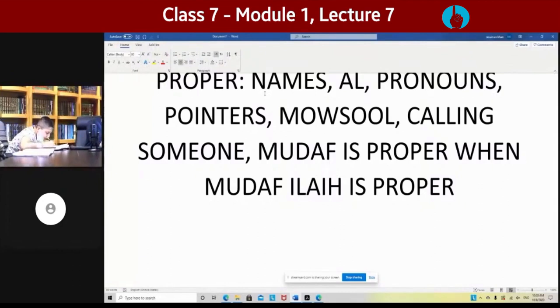Okay, somebody was asking about the noon for a mudaf. Can we say that a mudaf will never have that noon at the end? The mudaf will never have an extra noon at the end. If it's got an extra noon, you are wrong for calling it a mudaf. That's correct.